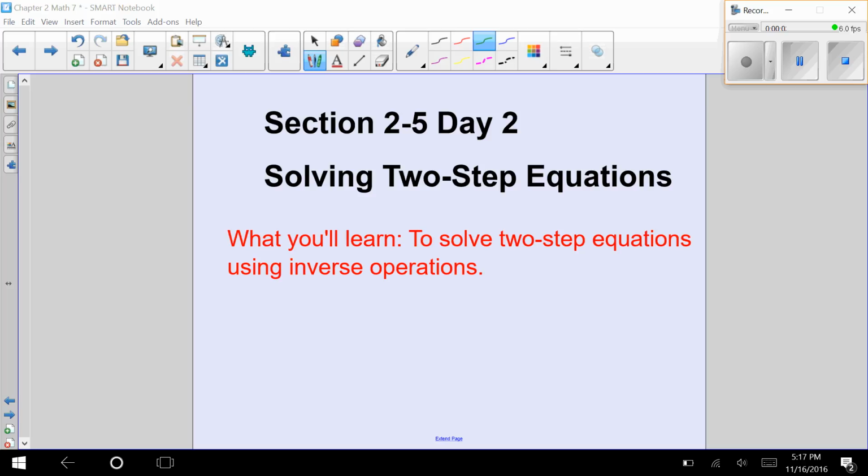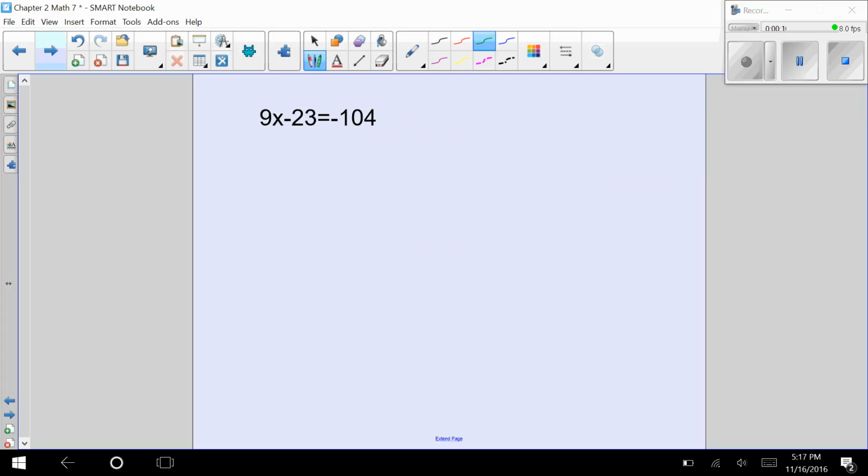This is section 2.5, day 2, solving two-step equations. Our objective today is still to solve two-step equations using inverse operations. We're just going to jump right into some practice problems.